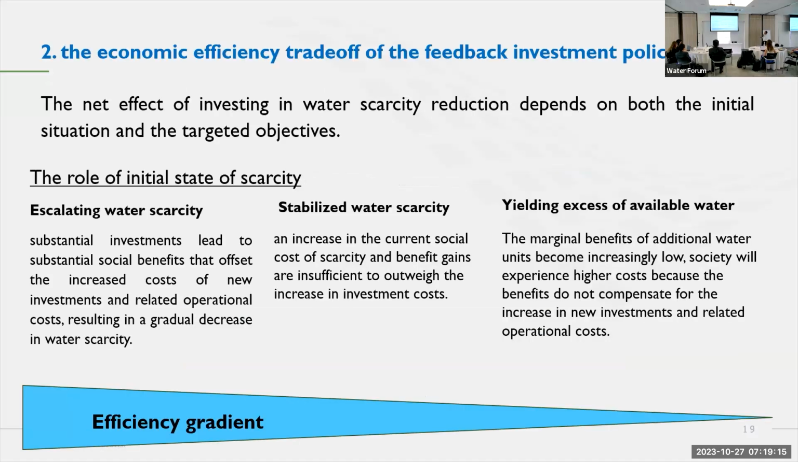So in terms of efficiency, we have an efficiency that is decreasing from situations where scarcity is escalating and the speed of evolution is very high, ending up with a very low efficiency level when we look to yield more water than needed within the economy.